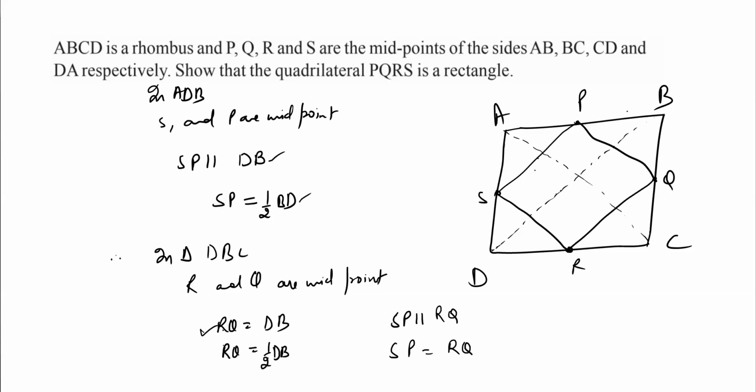So what you can do here is prove that if two sides of a quadrilateral are equal as well as parallel, we can say that PQRS is a parallelogram. Done.